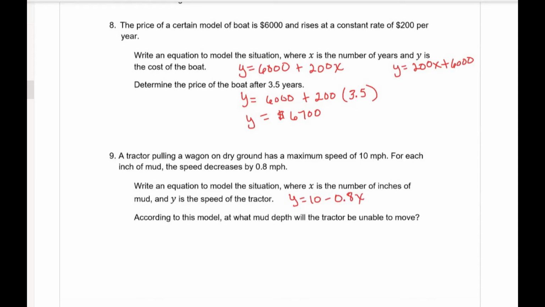So there's the equation of the line, and I want to know at what depth of mud will the tractor be unable to move. So here's my equation that I'm looking at. And remember that this y value is representing the speed of the tractor. Well, if the tractor is unable to move, its speed is 0. So solving this equation, 0.8x equals 10, divide both sides by 0.8, and we get x to be 12.5 inches.